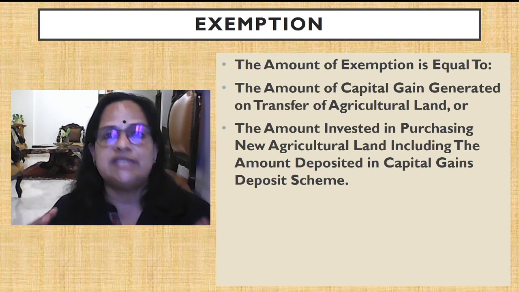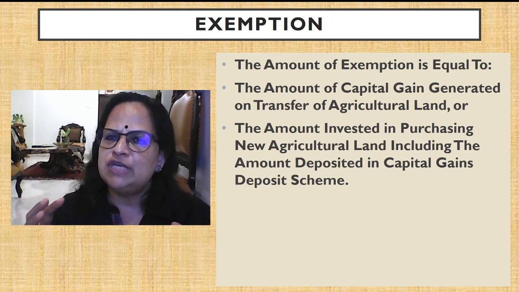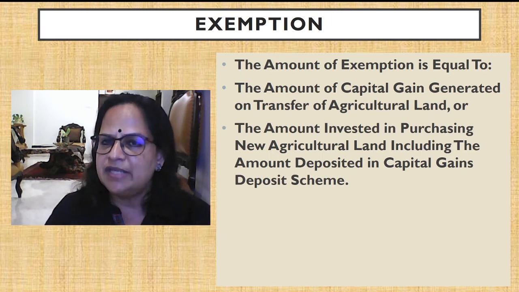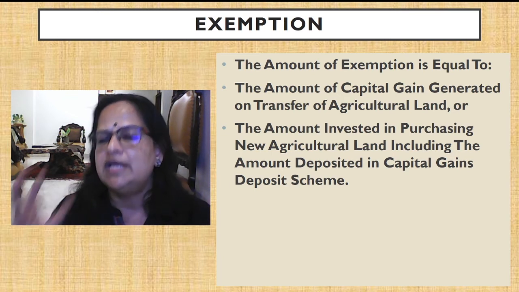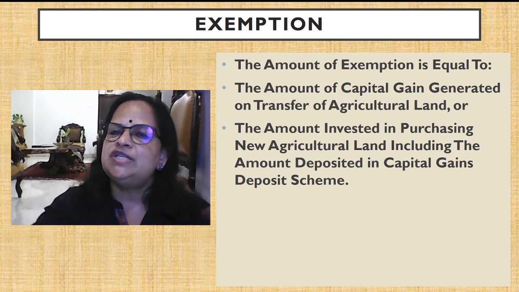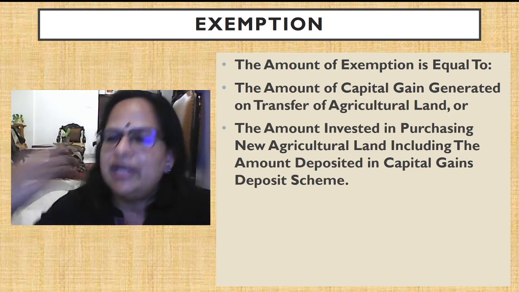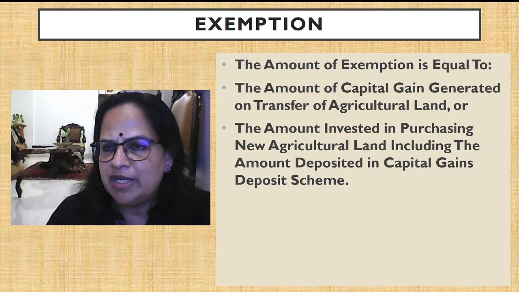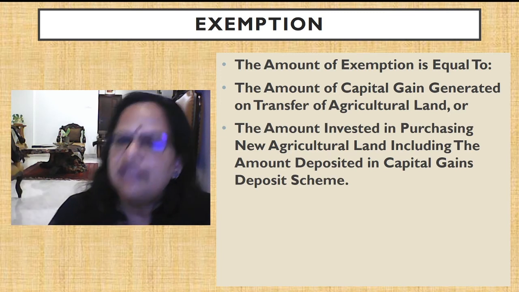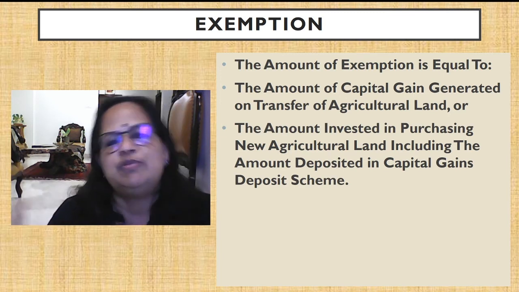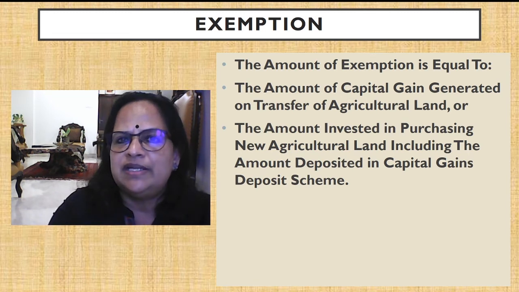Now, what is the exemption available? The amount of exemption is equal to the amount of capital gain generated on the transfer of agricultural land. The tax liability is on the capital gain you received. If you are investing in a new agricultural land, that much exemption you can get. Plus, if excess money is there, you have to deposit it in the capital gain deposit scheme. So, this is the condition.